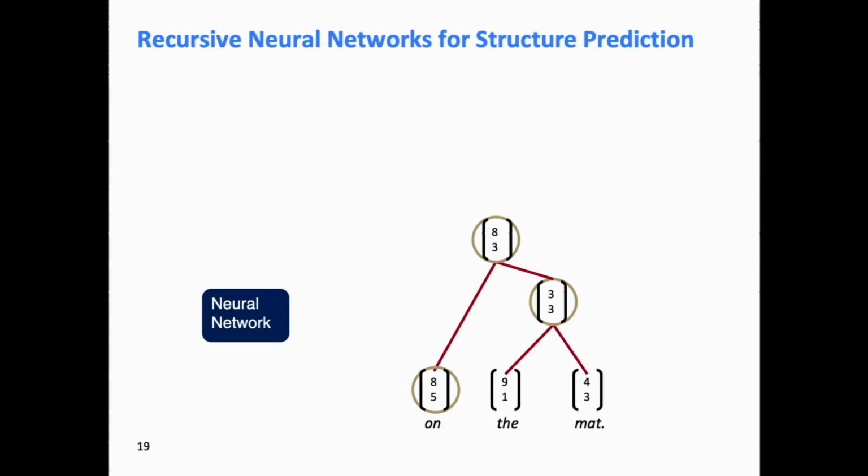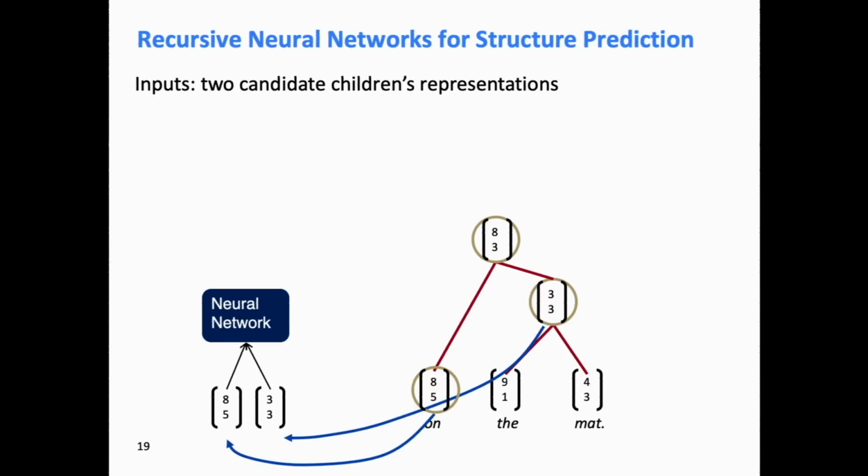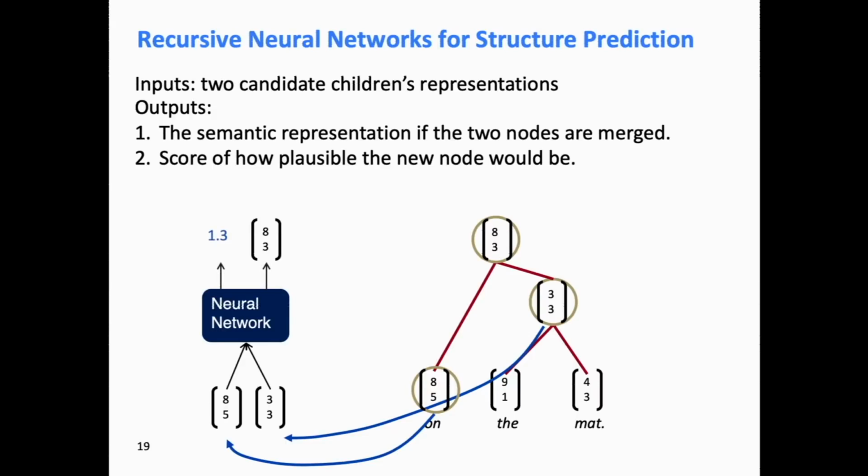Well, if we work bottom up, at the very bottom we have word vectors, and so we want to recursively compute the meaning of bigger constituents. So if we wanted to compute the meaning of on the mat, we can say, well, we already have a meaning representation of on and mat. So if we could feed those into a neural network, because that's our one tool, we could maybe get out of it two things. We could get out of it a goodness score.